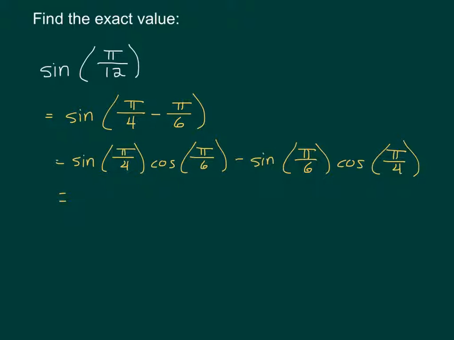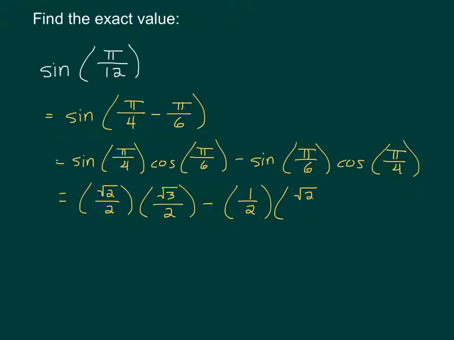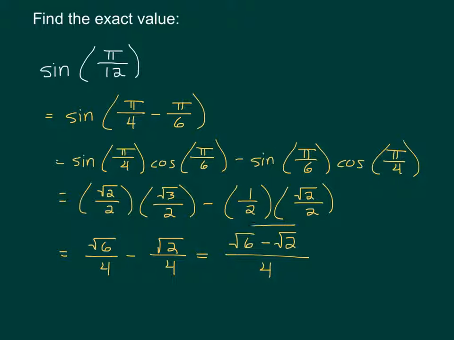Go through. The sine of pi over 4 is root 2 over 2. The cosine of pi over 6 is root 3 over 2. Minus the sine of pi over 6, which is 1/2, times the cosine of pi over 4, which is root 2 over 2. So we get root 6 over 4 minus root 2 over 4, which is root 6 minus root 2 all over 4.